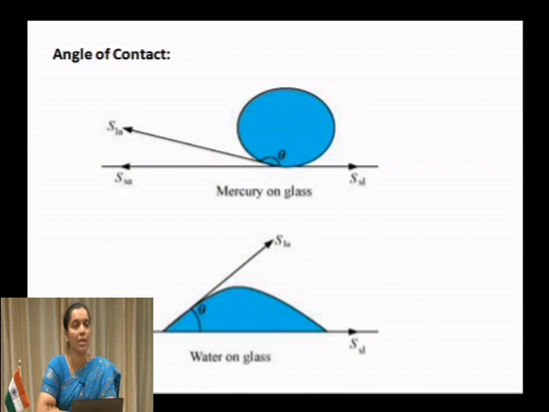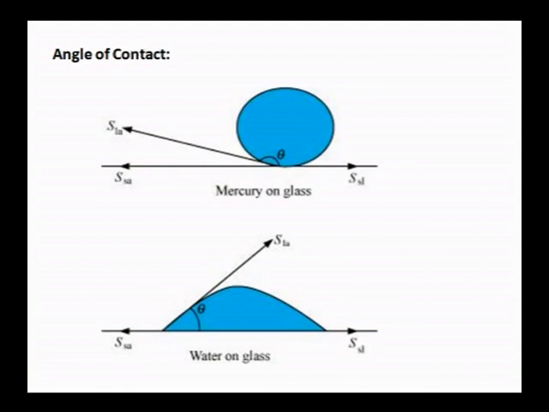Here we can see, when a drop of water is placed on a glass plate, the water spreads, as in your second figure. At this point of contact, that is when the liquid is in contact with the glass, if we draw a tangent at that point, we can see the angle made by the tangent S with respect to the surface SG is called the angle of contact.